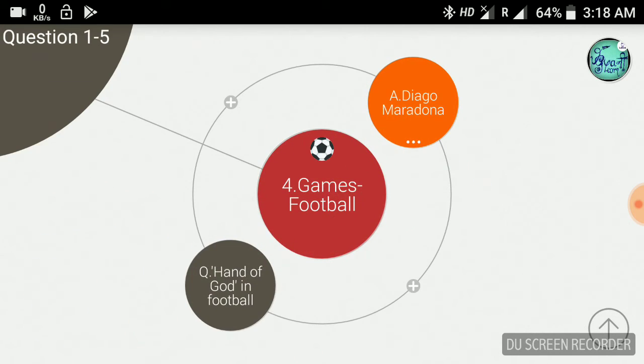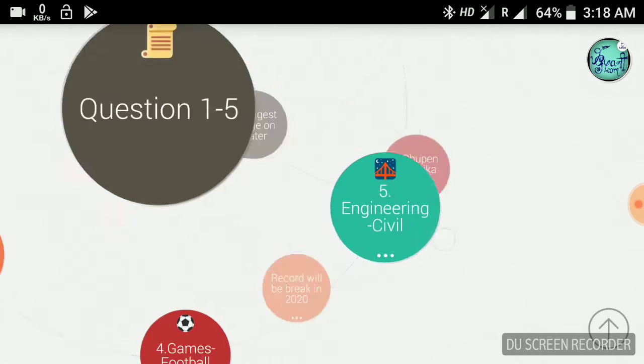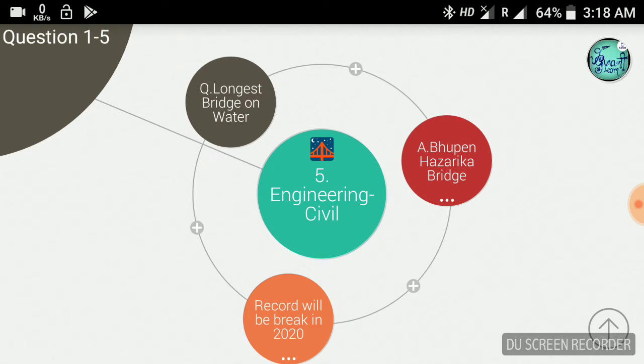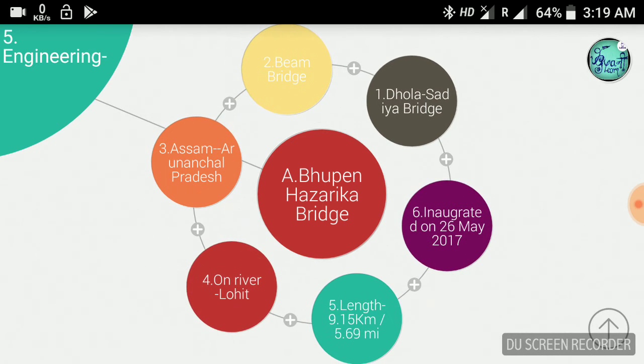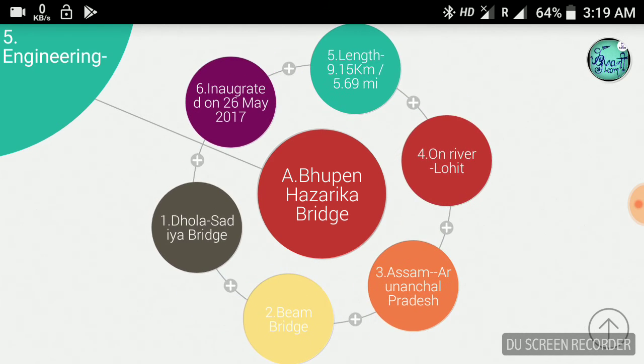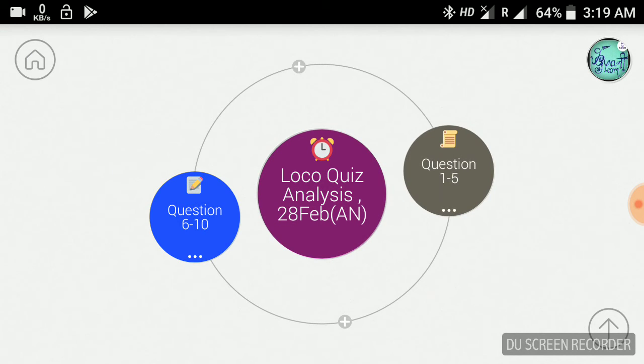And the fourth one is, who is the great footballer known as the Hand of God? So it's Diego Maradona. And the fifth one is from the engineering section: which is the longest bridge in India till now? So it is nothing but Bhupen Hazarika Bridge, which is also known as Dhola Sadiya Bridge, which connects Assam and Arunachal Pradesh.